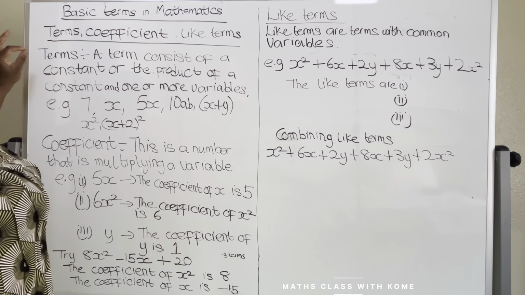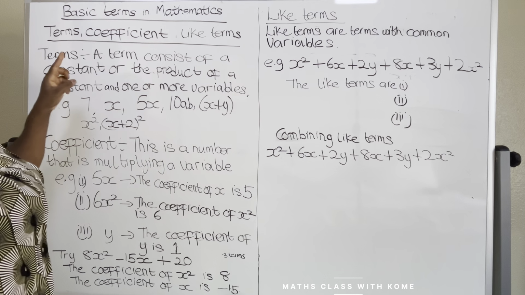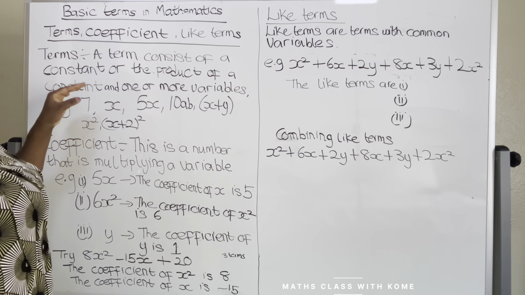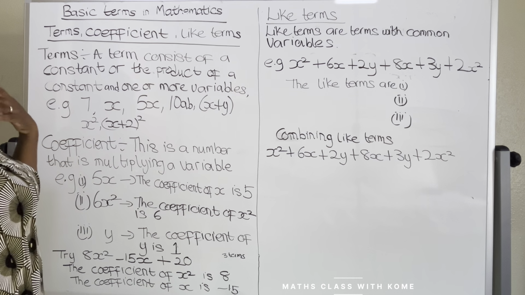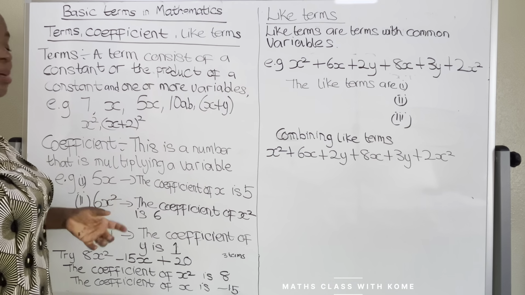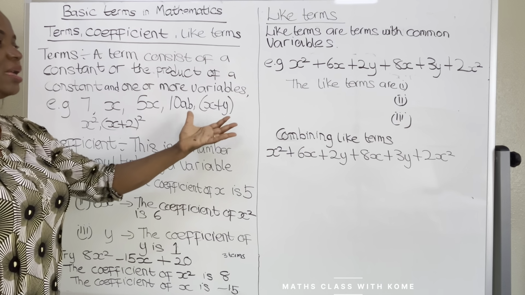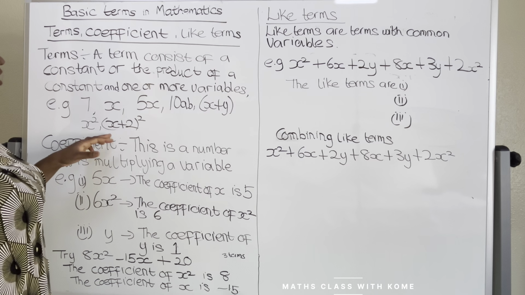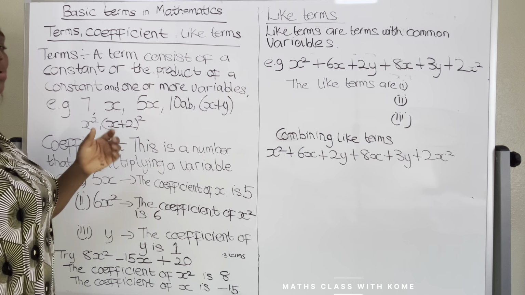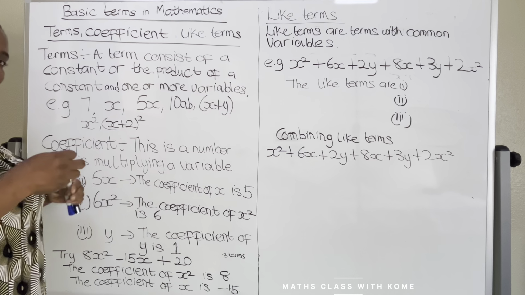Let me take terms. A term consists of a constant or the product of a constant and one or more variables. So 7 is a term, x is a term, 5x is a term, 10ab is a term, x plus y is a term, x squared could be a term, (x plus 2) raised to the power of 2 could be a term. Now it is this way.